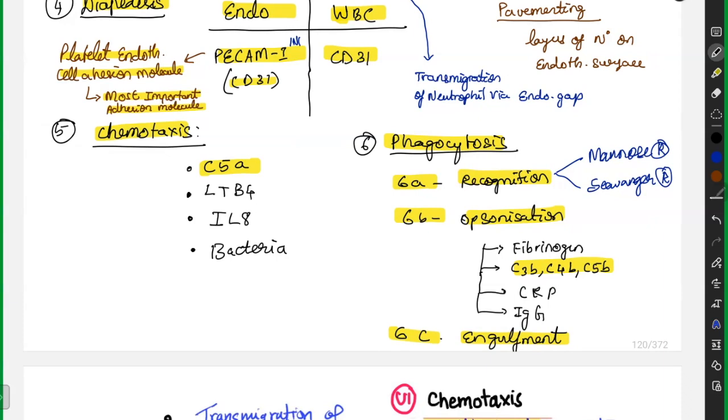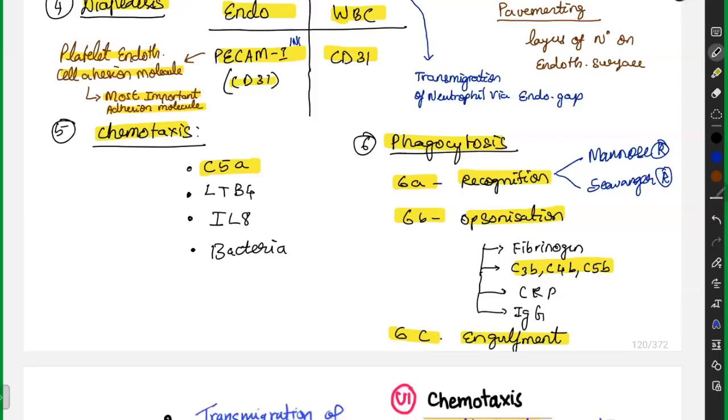So first it recognizes, either through mannose receptors or scavenger receptors or macrophage integrin. Next, it is going to cause opsonization. What is opsonization? It is going to coat the bacteria so that they are easily phagocytosed by the leukocyte. The chemicals causing opsonization are called opsonins. Opsonization increases the efficiency of phagocytosis. Remember, opsonins increase the efficiency of phagocytosis.